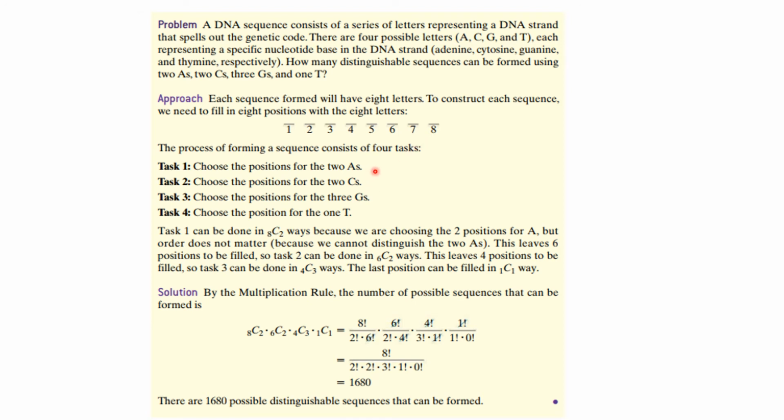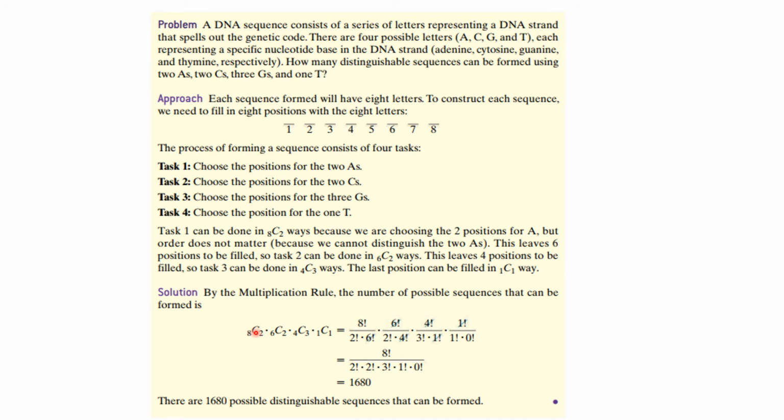So the task 1, this is going back to the fundamental, this is the restaurant problem. So you choose where am I going to put the A's, and then I'm going to choose where I put the C's. Then I'm going to choose where I put the G's, and then I'm going to choose where I put the T. Well, you see there are 8 choose 2 ways that you can pick the A. There are 6 choose 2 ways that you can pick the C. There are 4 choose 3 ways that you can pick the G, and there are 1 choose 1 way that you can pick the T.